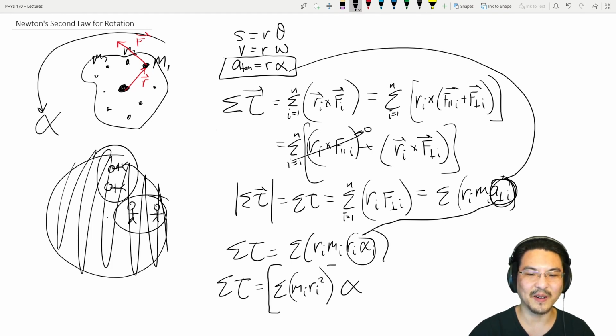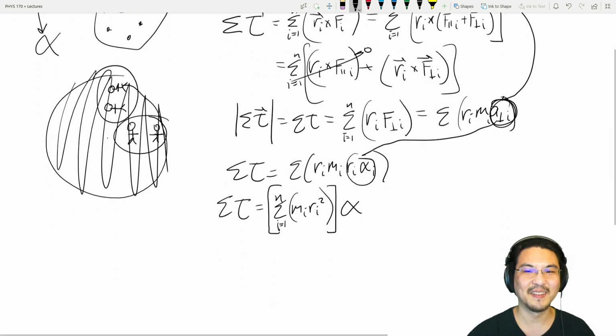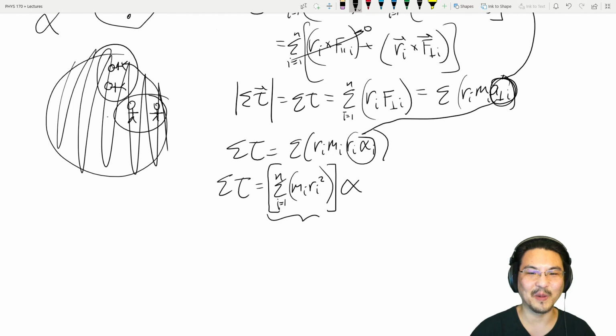So you see this right here? That is the very definition of moment of inertia. Right here. It looks familiar. That's moment of inertia. So this is a brand new law. This is Newton's second law for rotation.